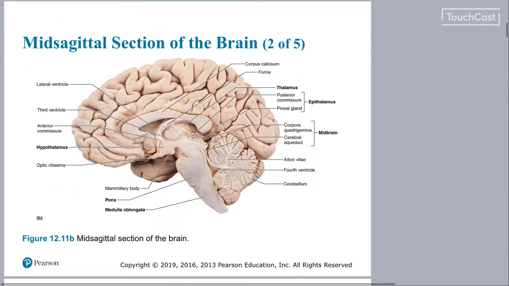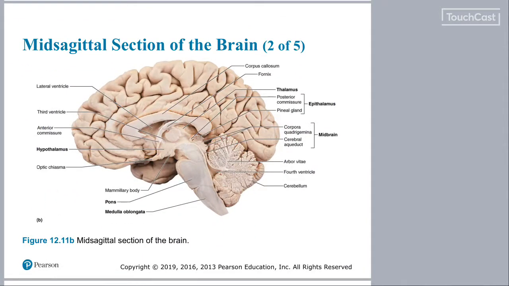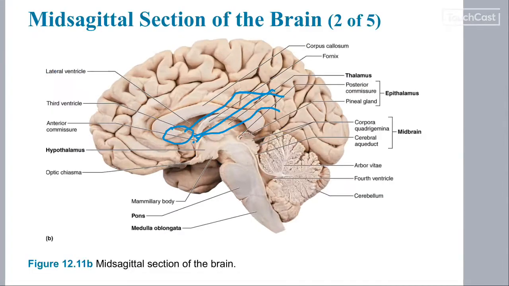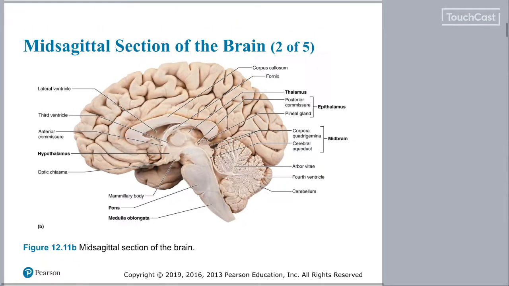Okay, so if we're looking at an actual cross-section of a human brain, we can see the thalamus, the body here, our epithalamus, those two parts, that posterior commissure, and the pineal gland off the edge here, and then the hypothalamus in here. One other important thing that we're going to get to too is this mammillary body here, so something to keep in mind as we move along.